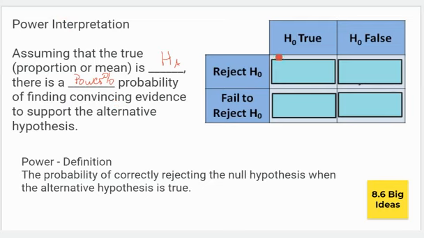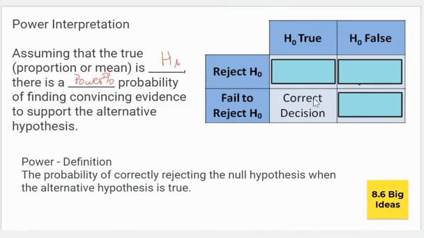Now, this little table over here goes back to type 1 and type 2 errors. And this table is very, very useful. So let's take a look at how this table gets filled out. If the null hypothesis is true, and we fail to reject the null hypothesis, in other words, we support the null hypothesis, then we have made a correct decision and we haven't made any errors.